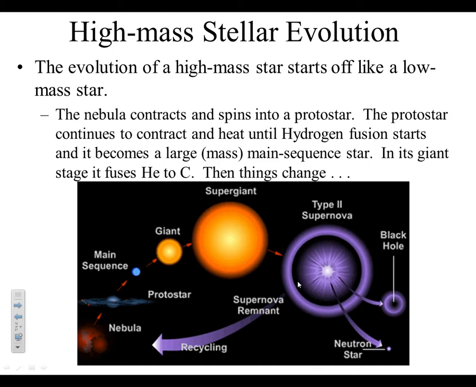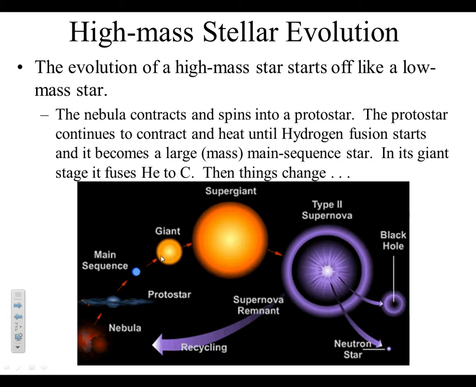The start of the evolution of a high mass star is just like the low mass star. So I didn't go into it slide by slide because you already saw it. It's going to start as a nebula, this cloud of hot gas and dust that starts to swirl. The nebula continues to contract and heat and it becomes a main sequence star. Now it's probably going to be a blue star. It's going to run out of its hydrogen, contract, expand to a giant, fuse helium to carbon.